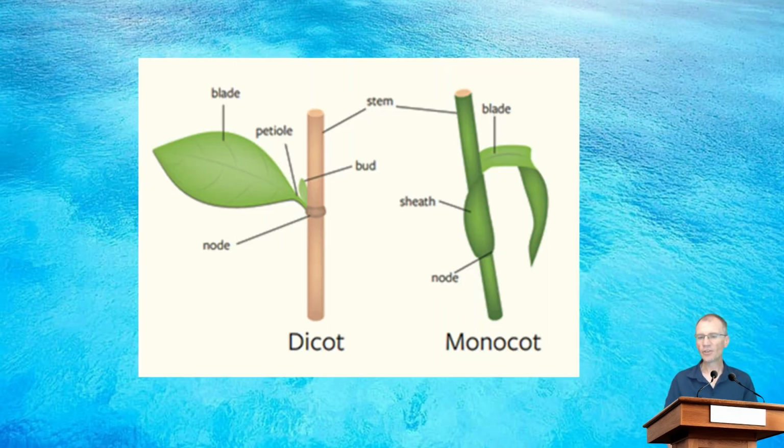In the image, you're seeing an example of the parts of a dicot and monocot. We'll give you a few seconds to review this.